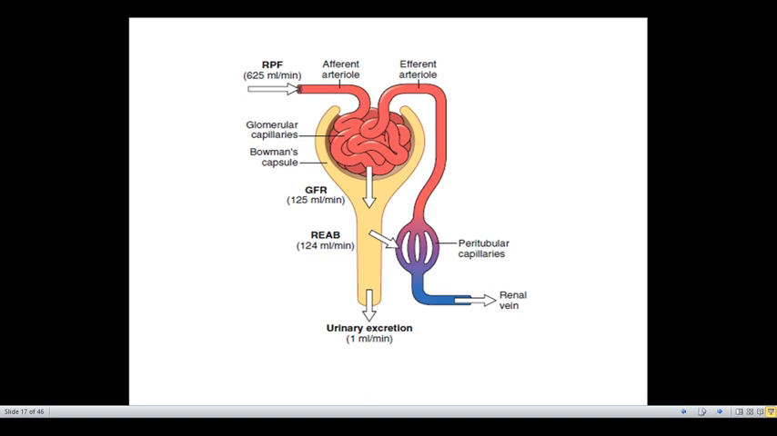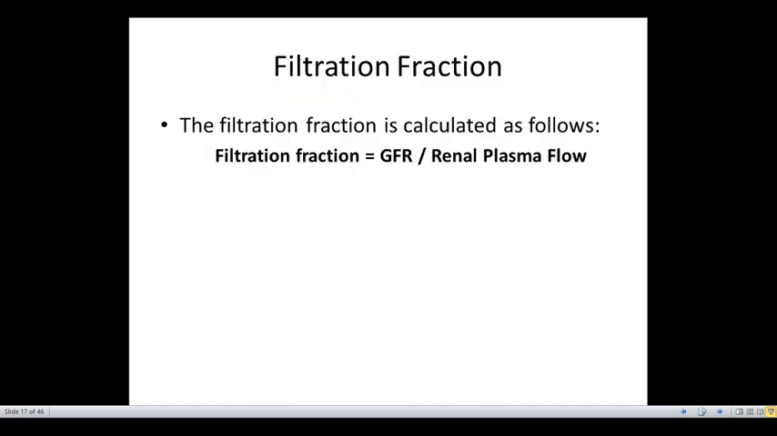Now the fraction of the renal plasma flow that is filtered is called filtration fraction. The filtration fraction is calculated as follows: filtration fraction equals glomerular filtration rate divided by renal plasma flow. It averages 0.2, which means that about 20% of plasma flowing through the kidney is filtered through the glomerular capillaries.